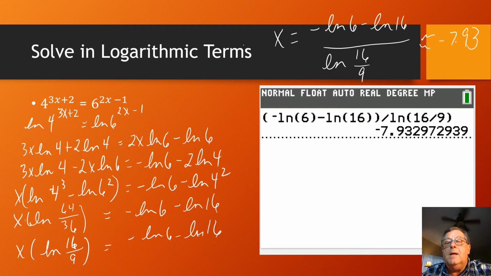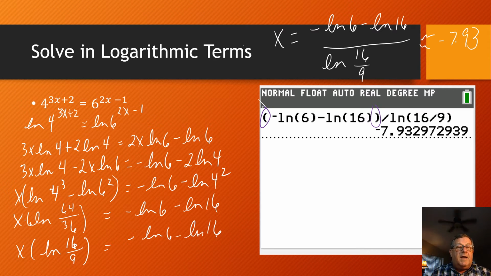And that's going to approximately equal negative 7.93. And again, you can see how I entered it into the calculator. I started off with the parentheses, then used the negative ln 6 minus ln 16 and closed that first parentheses, divided by ln 16 over 9, and shazam, there's my answer.